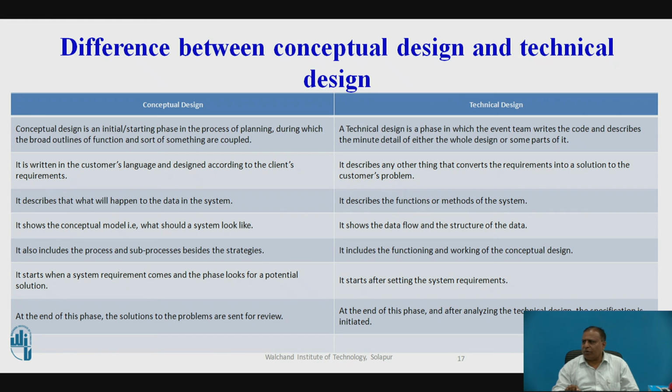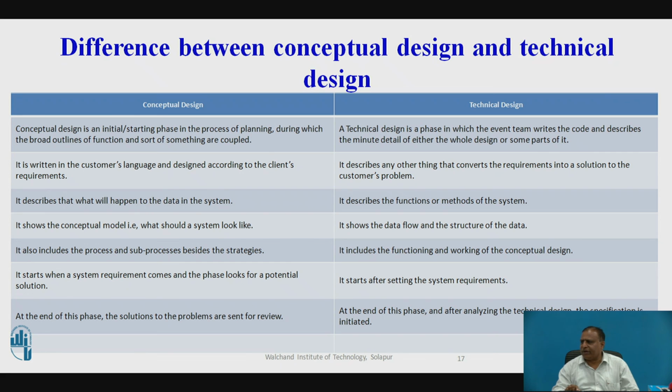Conceptual design describes what will happen to the data in the system. The technical design describes the functions or methods of the system. The conceptual design shows the conceptual model, what the system should look like. The technical design shows the data flow or structure of the data. The conceptual design includes the process and sub-process besides the strategies. Technical design includes the functioning and working of the conceptual design.